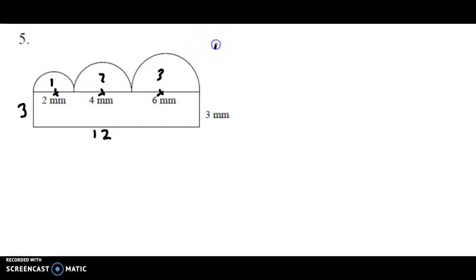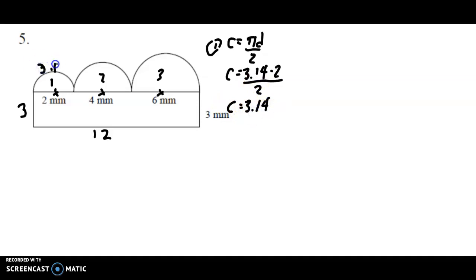So for the first one, I'm going to do C equals pi d. Again, I'm going to divide that by 2 because it's a half circle. Pi is 3.14. The diameter of that one is 2, and divide that by 2. And I'm going to get 3.14, so that's this side. I'm going to do the second one.